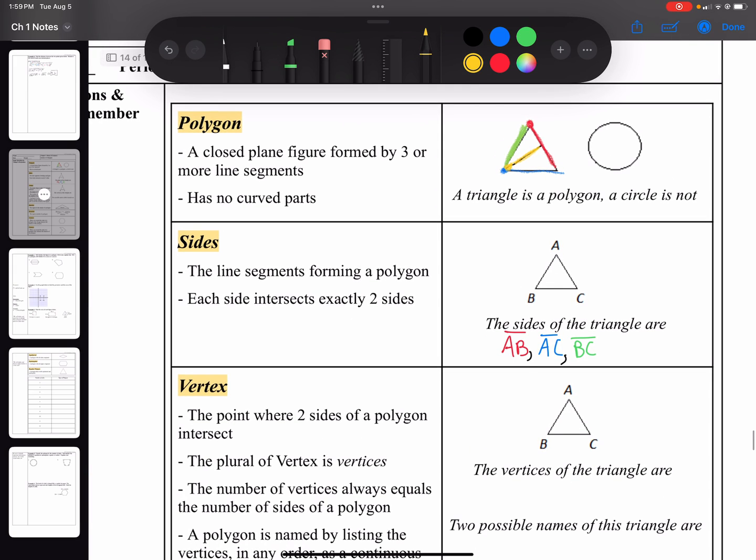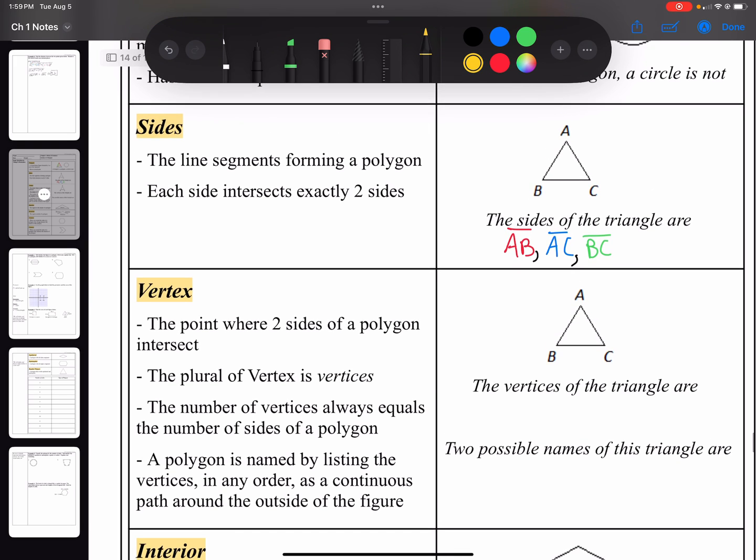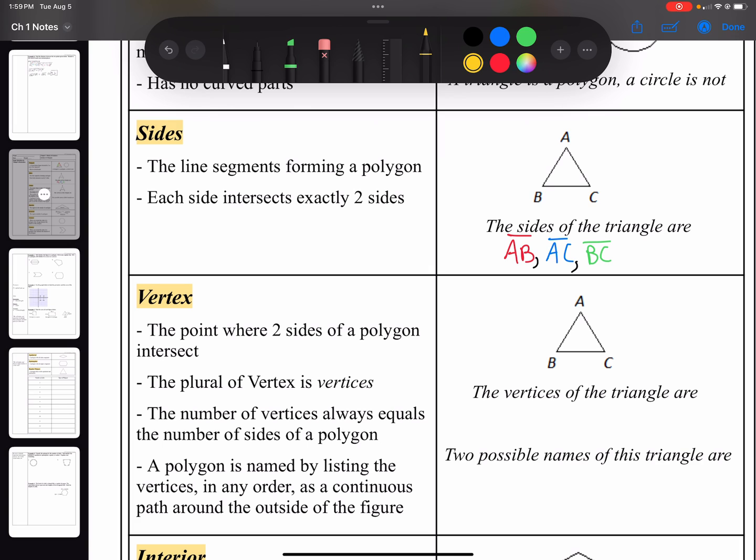So, a vertex is the point where 2 sides of a polygon intersect. The plural, meaning more than one, of vertex is vertices. The number of vertices always equals the number of sides of a polygon. So, for example, if a triangle has 3 sides, it also has 3 vertices.